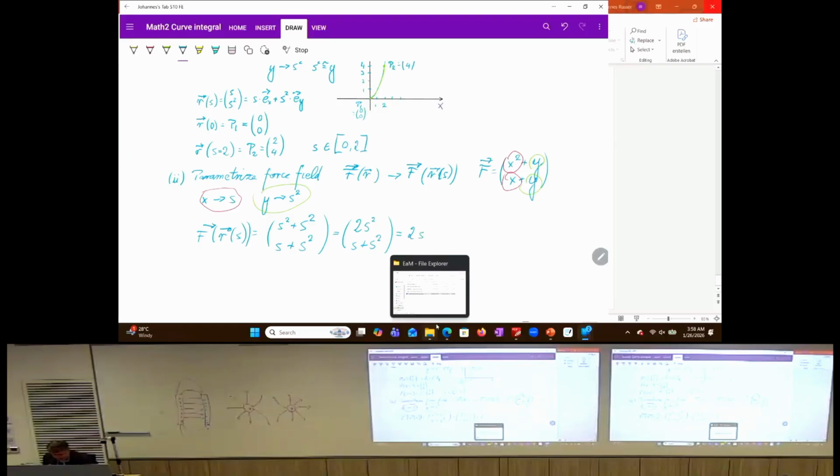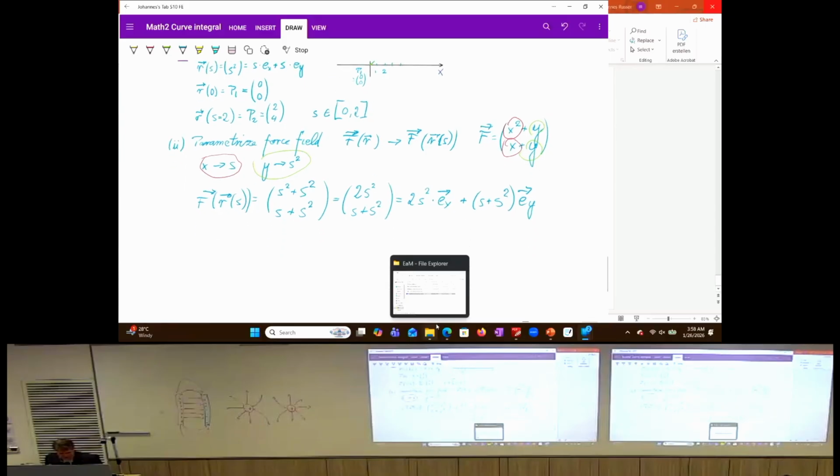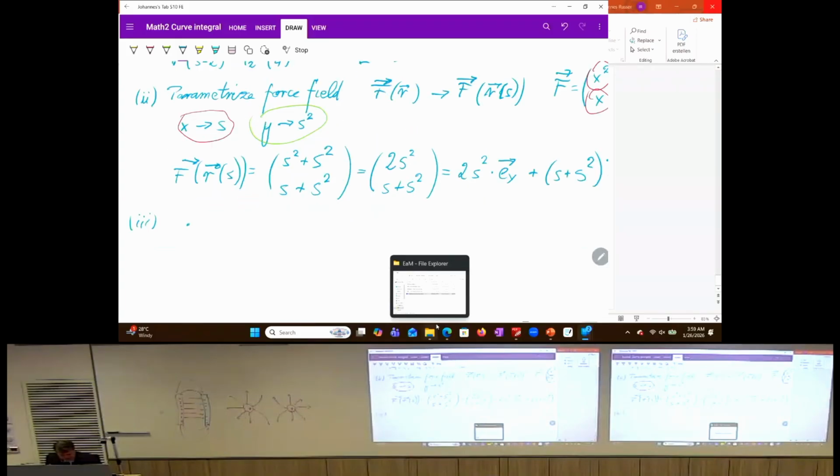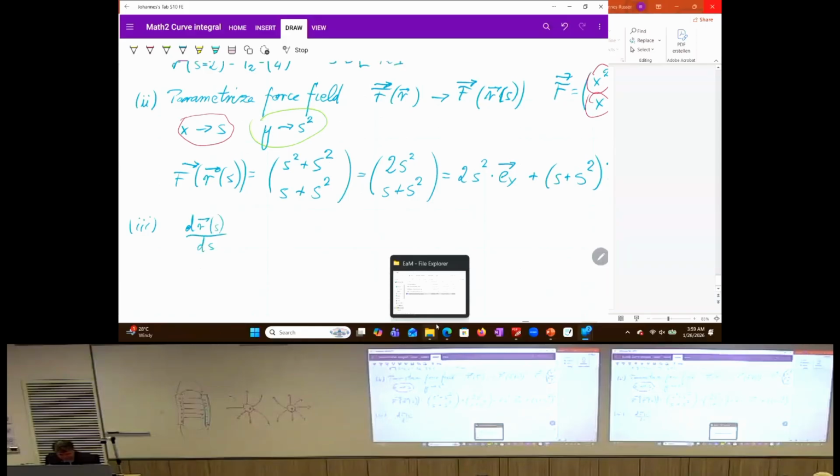This is 2 times s squared, the x component, plus s squared, the y component. Okay, so this takes care of our second step, that is the parameterization of the force field. Now, the third step is the parameterization or the adjustment of the line element, rather. The line element is the derivative of r of s with respect to s. That gives us the tangential component of the curve.